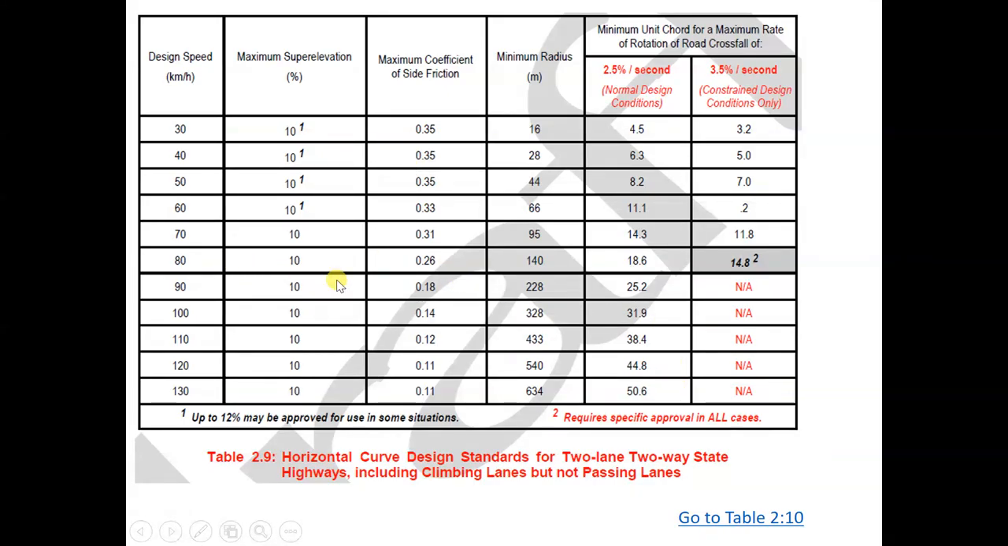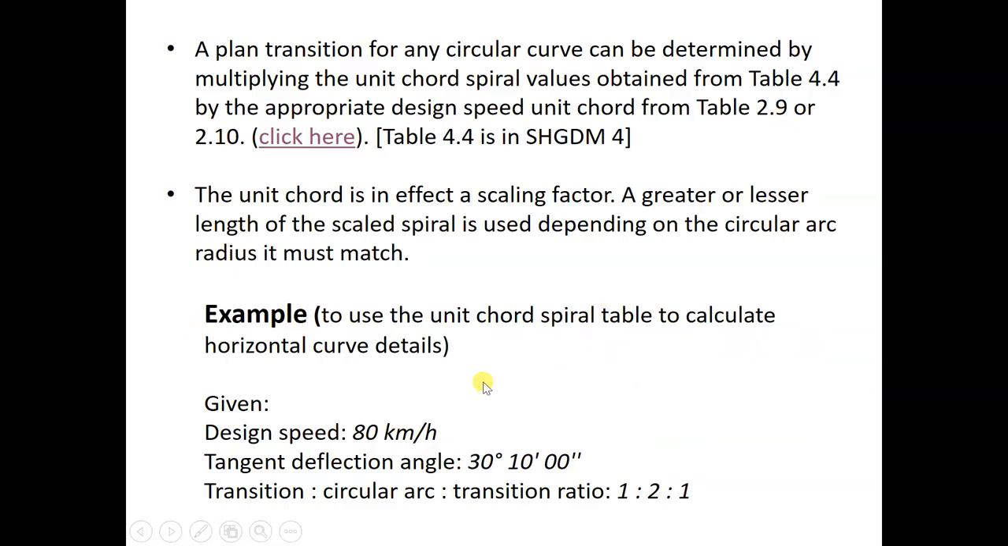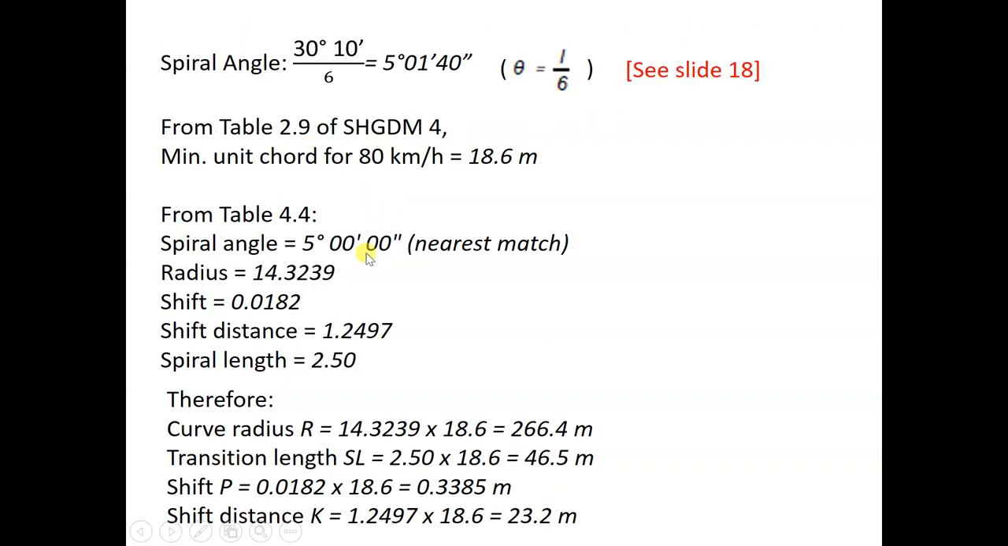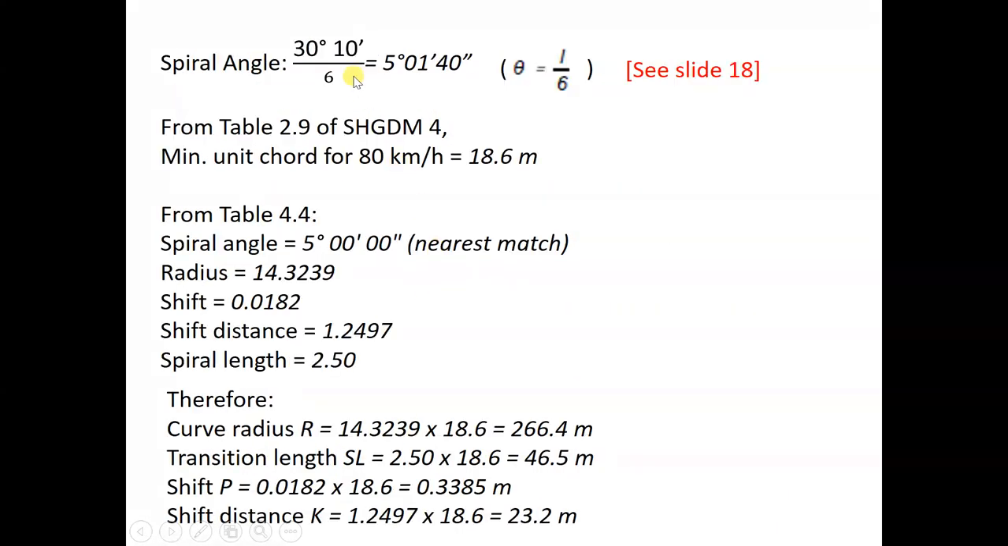So for 80k, let's say the rotation 18.6. So this one is that we need to get this unit code. From this, after you get this one, we get a theta equal to 5 degrees. 2.1. So we just go to that. I think this one doesn't show you 5 degrees. So this one is 5 degrees. We know 5 degrees, then we go to that.